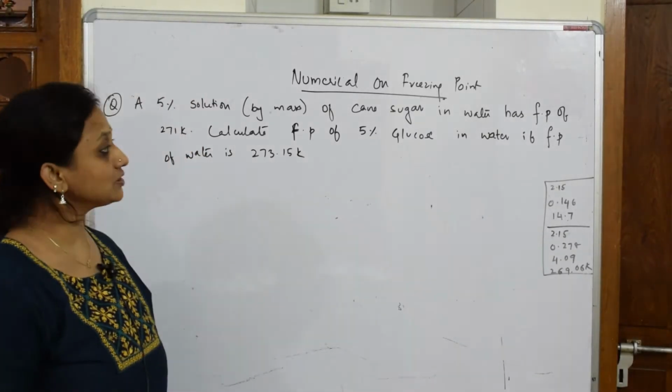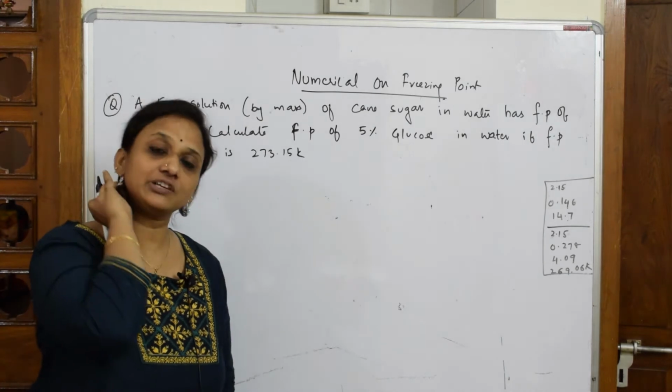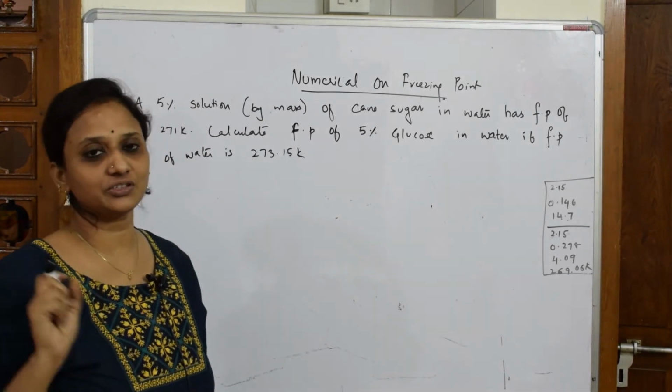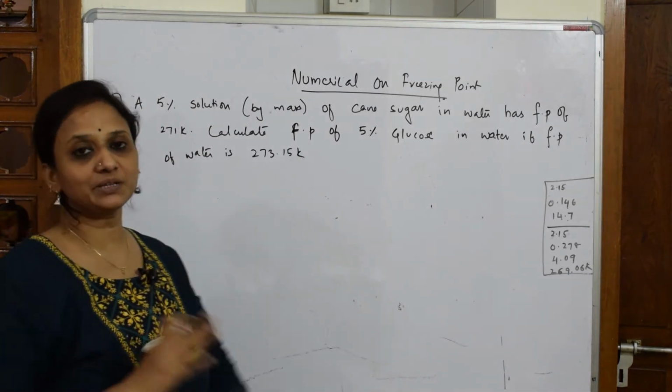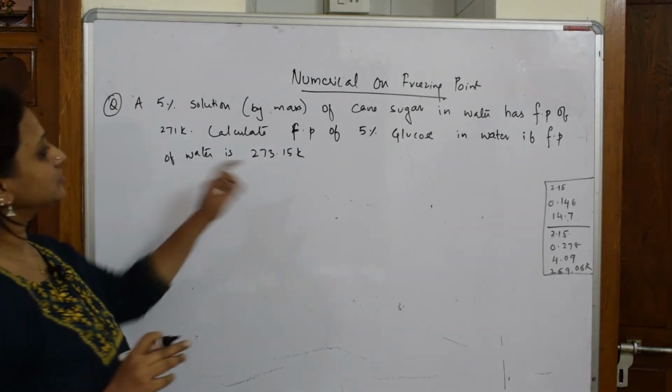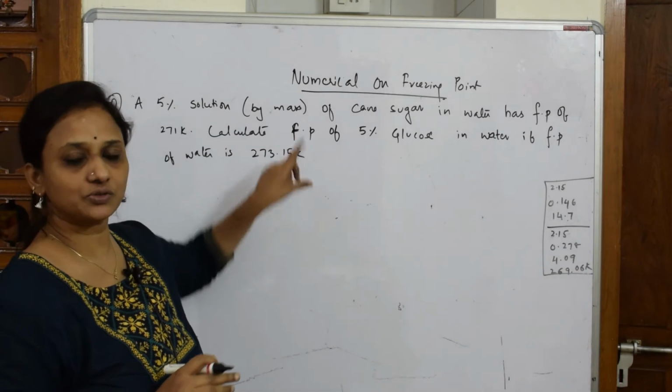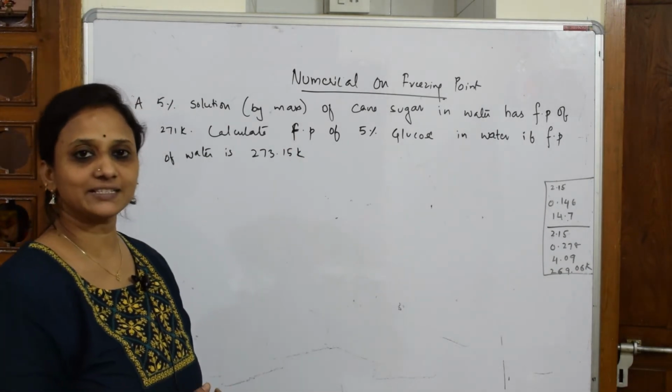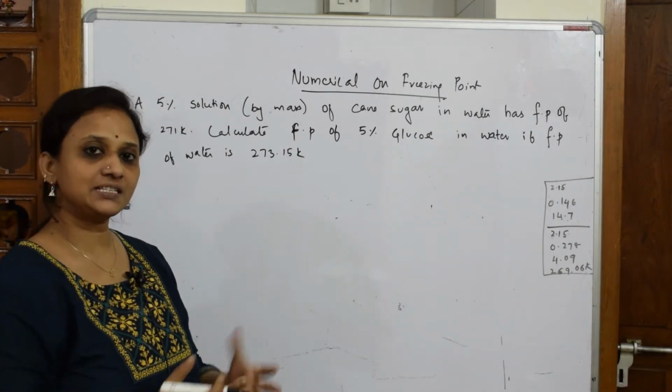Let us come back and solve this numerical. This is basically your NCERT numerical, but a very interesting one to do. Let us make it simple and learn it. Here, again, the freezing point is given to us, so I have to write the formula for freezing point. As I said, first try to write the formula and see what you should find out.